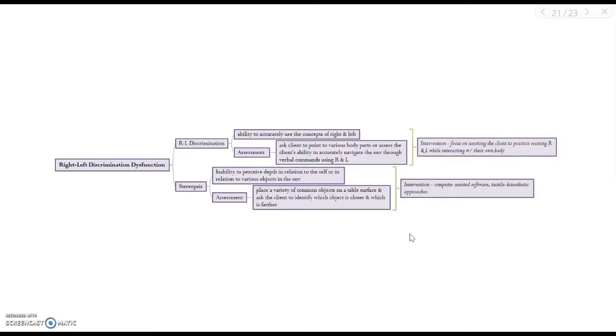Right and left discrimination dysfunction is the inability to accurately use the concepts of right and left. For intervention, you can focus on assisting the client to practice reciting right and left while interacting with their body. Also, when you're standing to the left of a client, make sure to use the words: use your left arm, use your left hand, your left leg, look to your left, repeating left whenever you're on the left of their body. Same thing on the right, to try to increase the association that they make with that side being left or right.